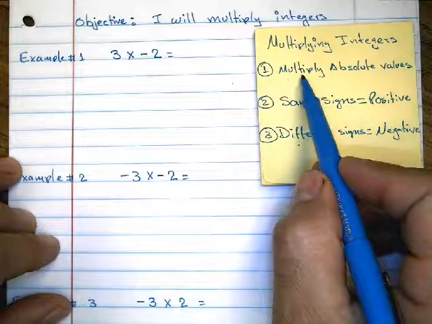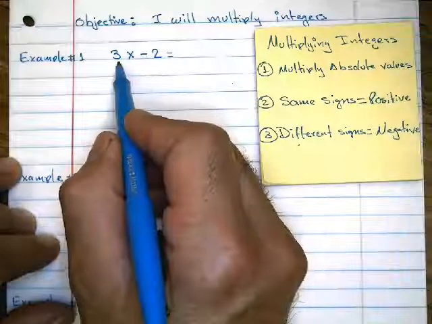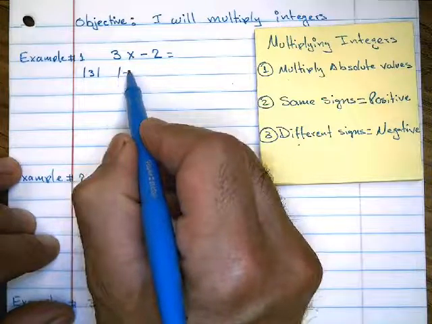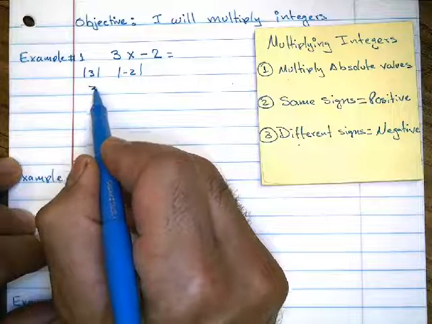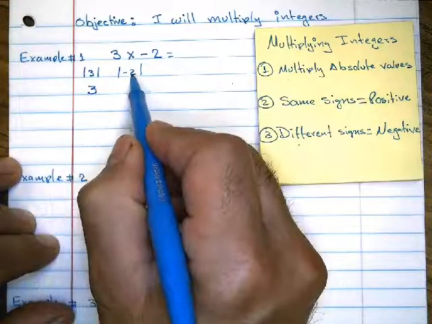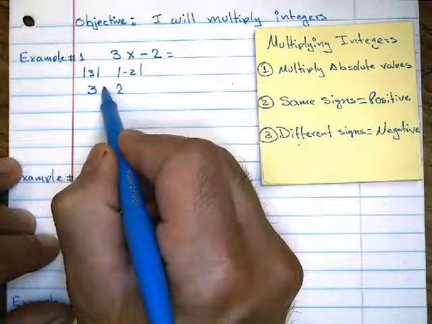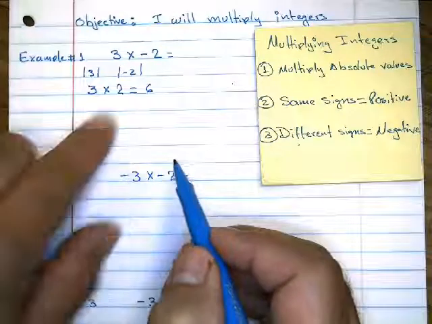So I'm going to follow rule number 1, multiply their absolute values. So I'm going to find the absolute value of 3, and I'm going to find the absolute value of negative 2. The absolute value of 3 is just 3, and the absolute value of negative 2 is just 2, and it says multiply their absolute value, so I'm going to multiply them. So 3 times 2 is 6, so I have the answer.